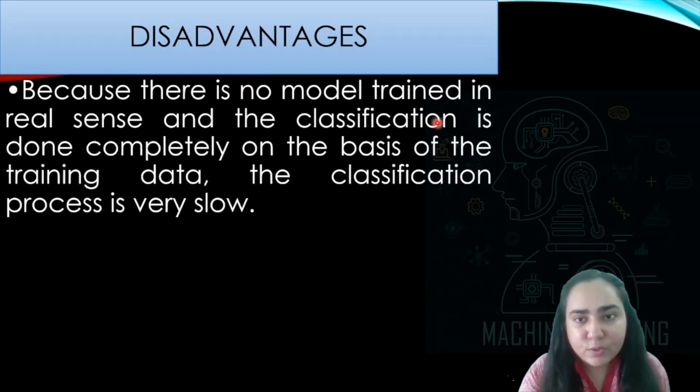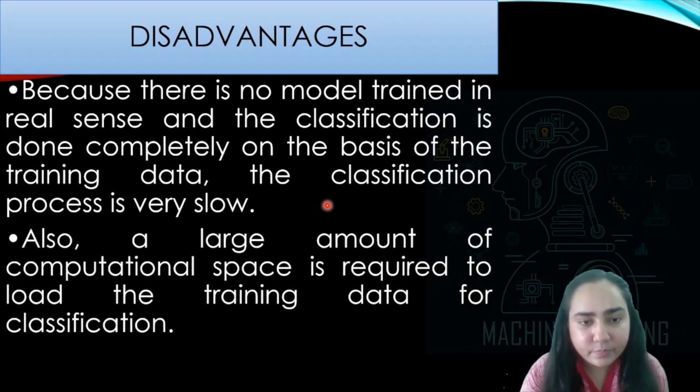And because there is no model trained, right? There is no model training happening actually. It's just calculation of distance and that's it. So classification is done completely on the basis of training data. And that's why the process can be very slow, because when you get a new data point, you have to find the distance of that one with all other data points. And also you have a very large amount of computational space which you require if you want to run this type of an algorithm, because you have to load the training data for classification.